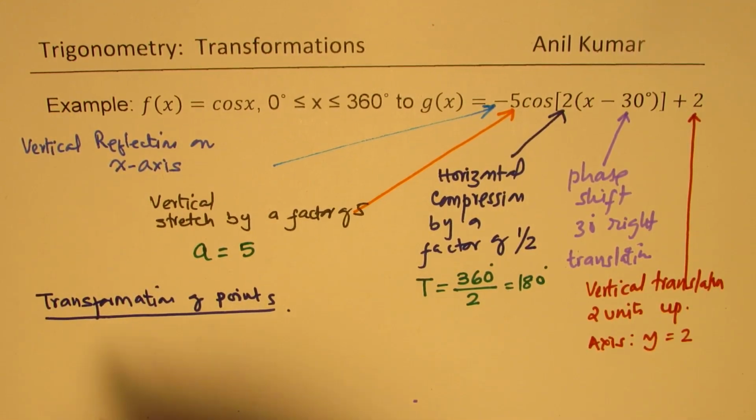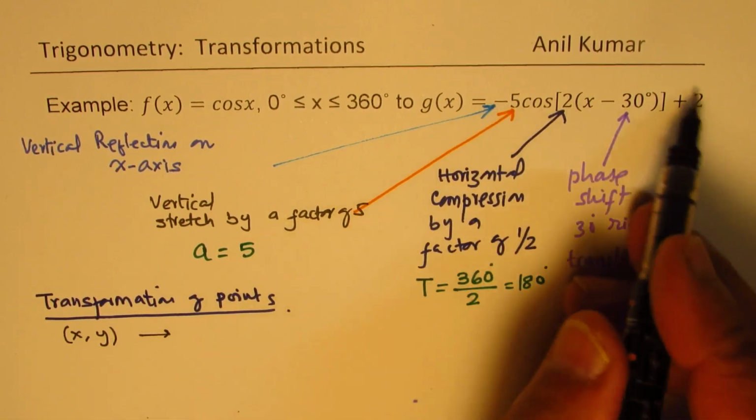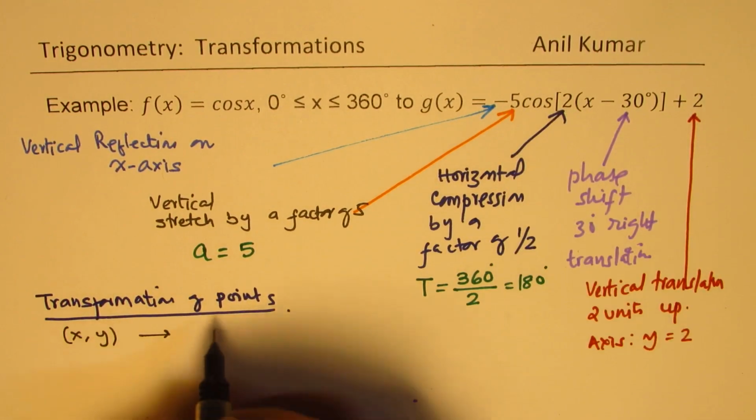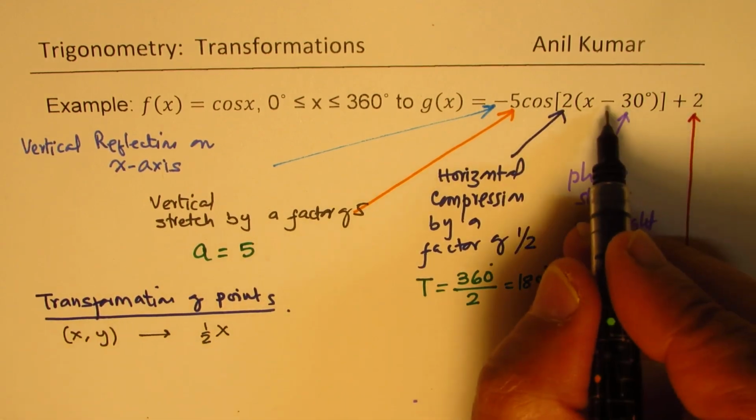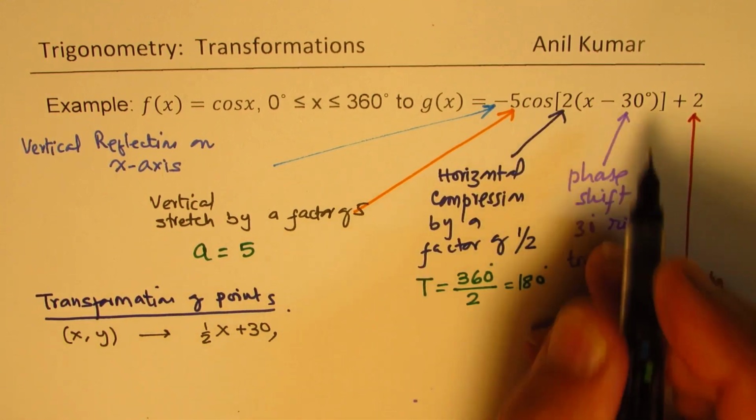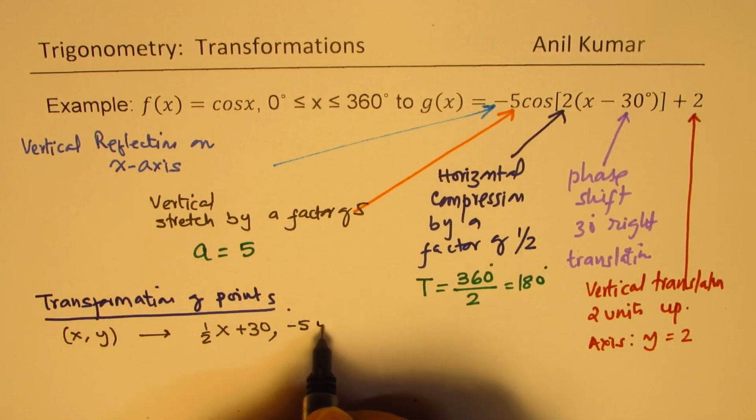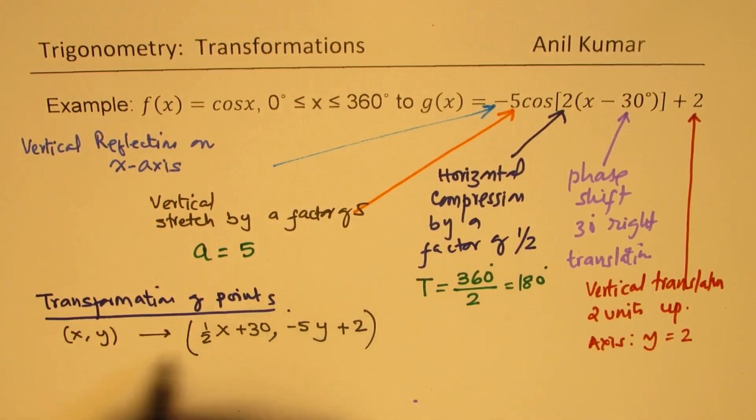Let us summarize the transformation of points. What I mean to say is, if we have x and y coordinates, then because of this transformation, the x values will get divided by 2, right? And then you have to add 30 degrees. As far as the y values are concerned, they get multiplied by 5 and then you add 2. So that is how the points will change on the graph. Does that make sense to you? Correct?